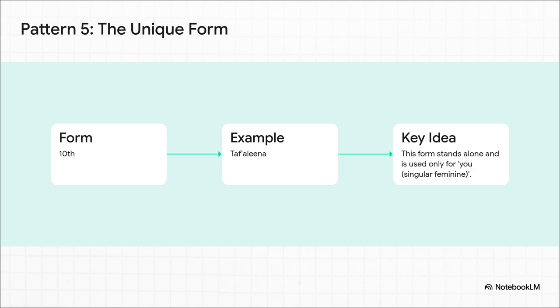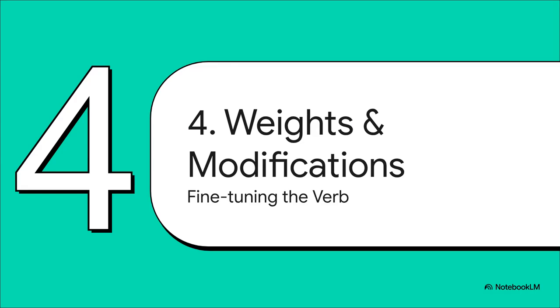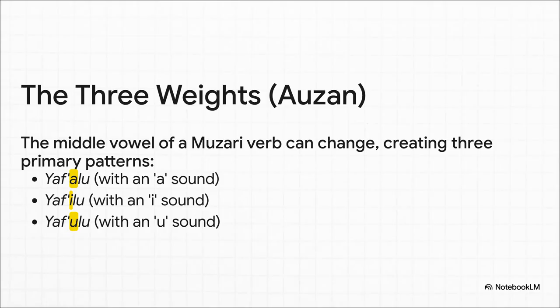And finally, we have this one special case, the feminine singular "you." It's a pattern of 1. This form is totally unique and is dedicated solely to addressing a single female person directly. Okay, so now that we have the patterns down, let's look at how we can slightly tweak these verbs to change their meaning just a little bit. So, while all those conjugations and endings we just learned stay the same, the vowel in the middle of the core verb can vary. This gives us these 3 slightly different sounding patterns, or weights.